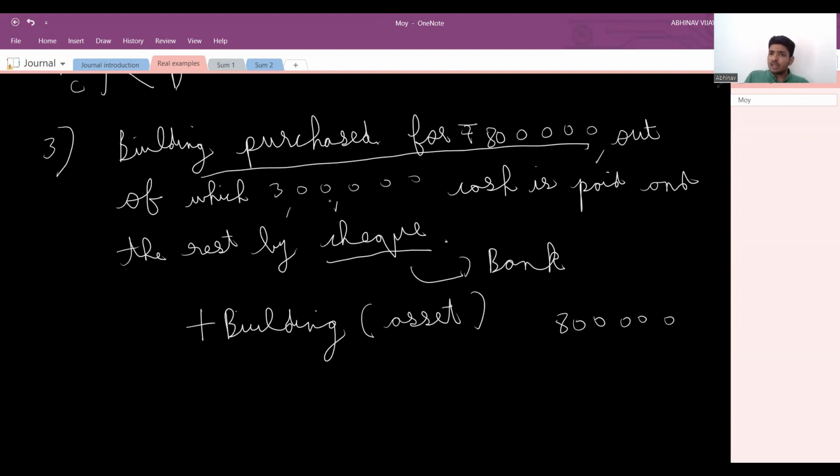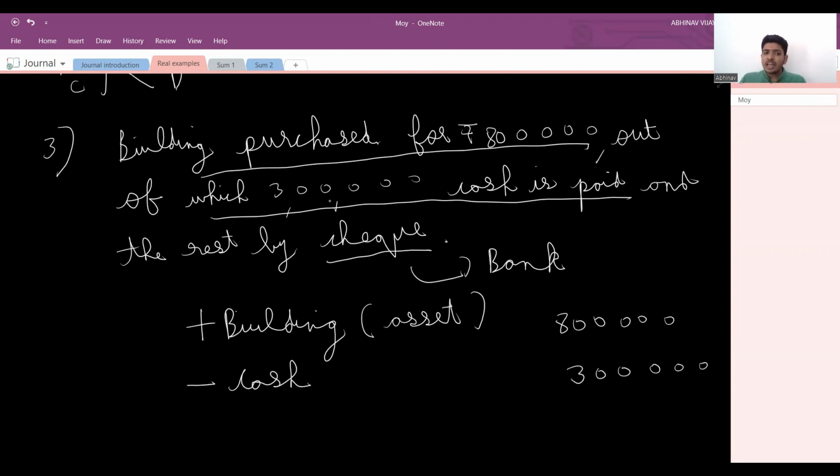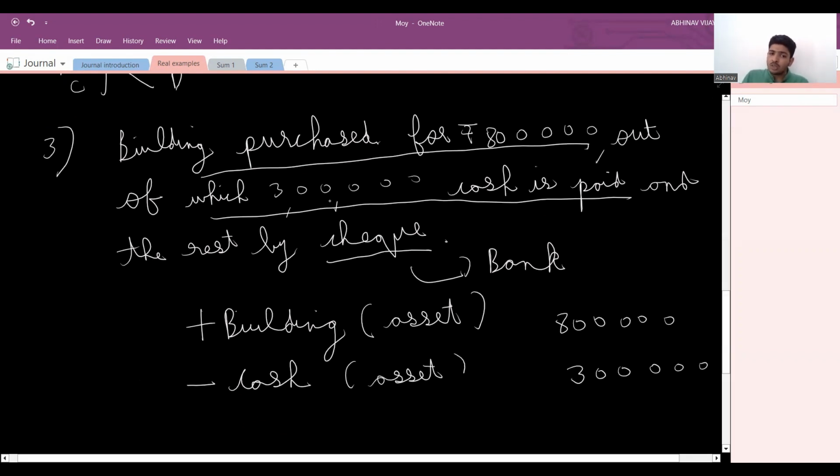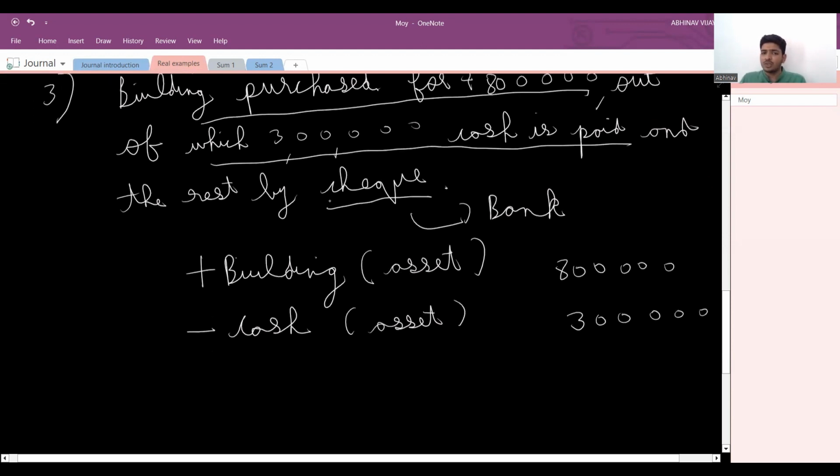Now, the first part you already used. Second part, out of it, 3 lakh cash is paid. So what is the meaning of this? Minus cash, 3 lakh gets reduced from the business. Correct? Now, what is cash? Cash is also an asset, like mentioned before. The benefit of cash value can be taken in the future.